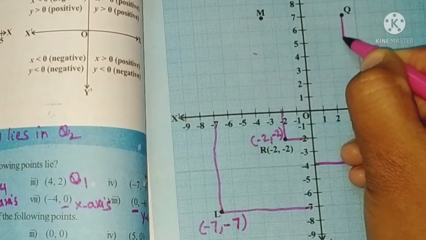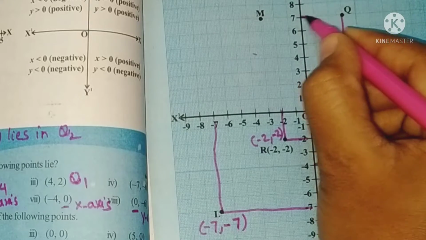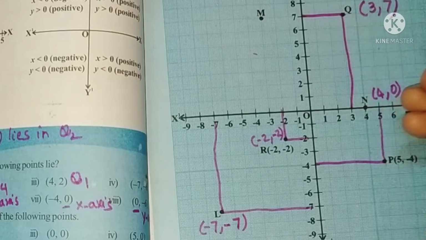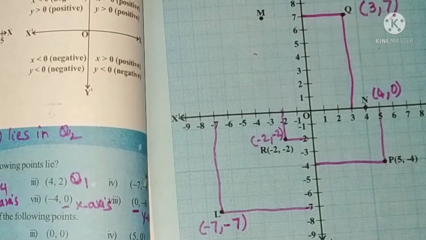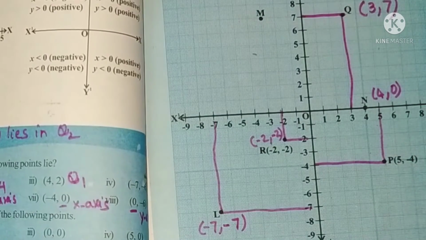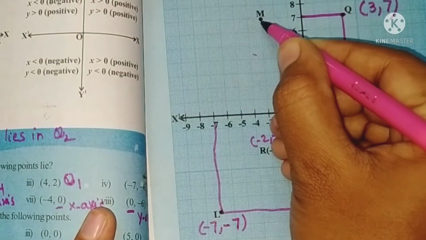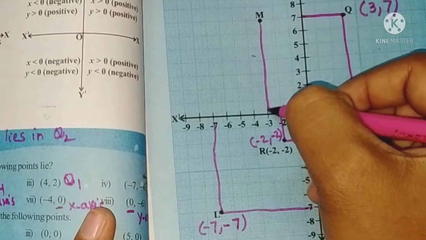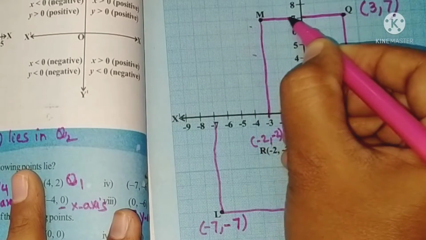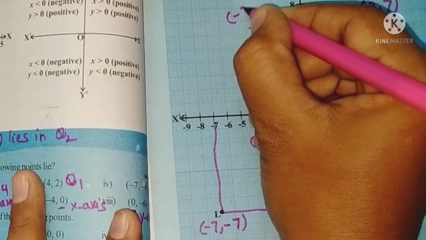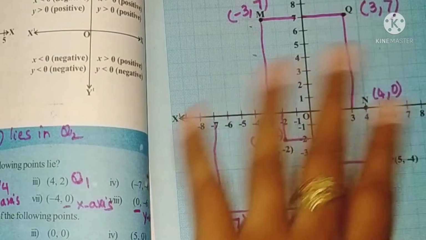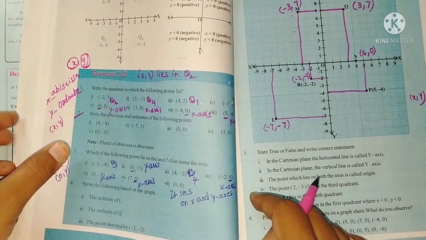So for Q, if you draw like this, on the x-axis 3, on the y-axis 7. Actually there is no need of drawing these lines, but for your understanding I am telling. In the mind, or with the hand, you can check like this. On the x-axis -3, on the y-axis 7. So we wrote the coordinates. Now we will answer these questions.